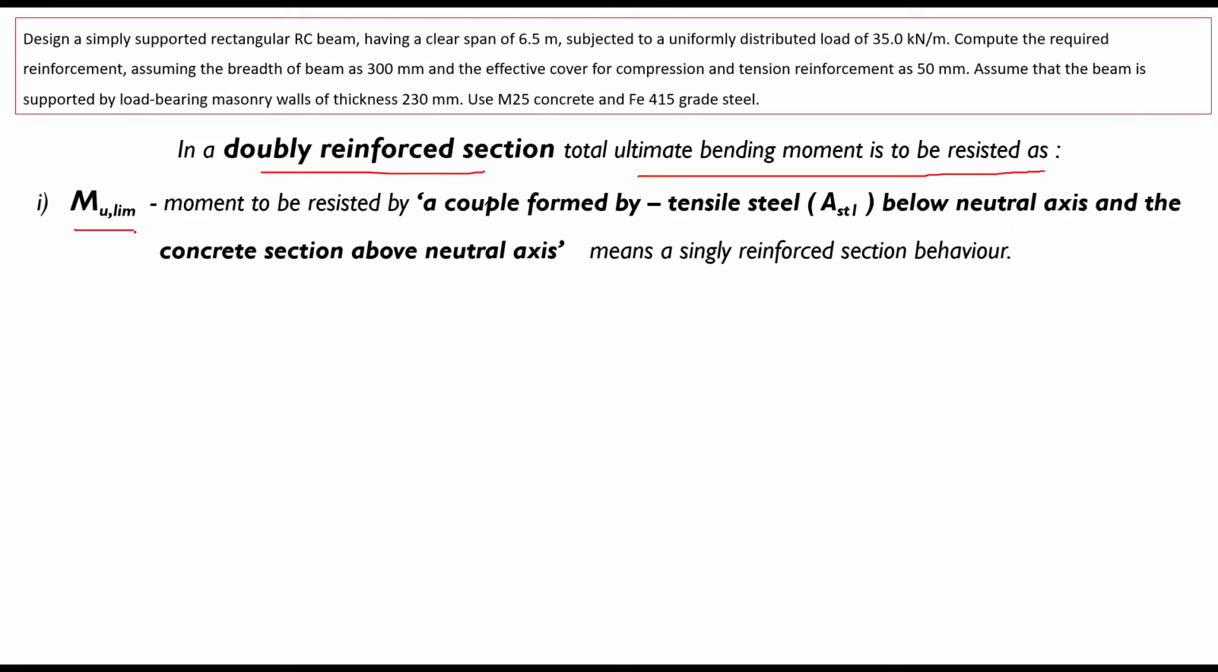What was Mu limited, which we have already worked out? Mu limited is the moment which is resisted by a couple. We are forming a couple of forces between Ast1, that is the tensile steel below the neutral axis, which we provide in a singly reinforced section, and the concrete section above the neutral axis. So some of the compressive force will be taken care of by concrete above the neutral axis, and the tensile force will be taken care of by steel below the neutral axis, known as tensile steel.